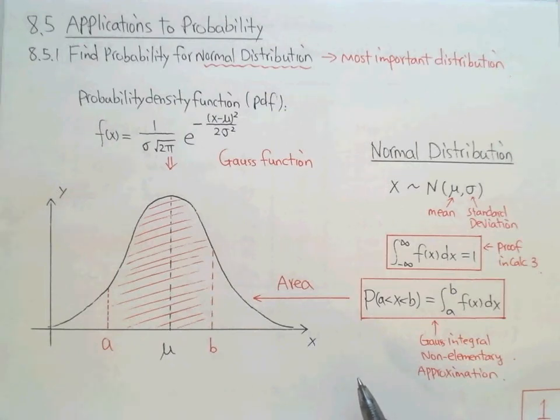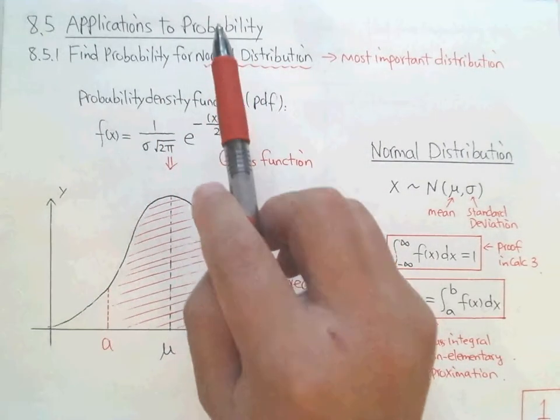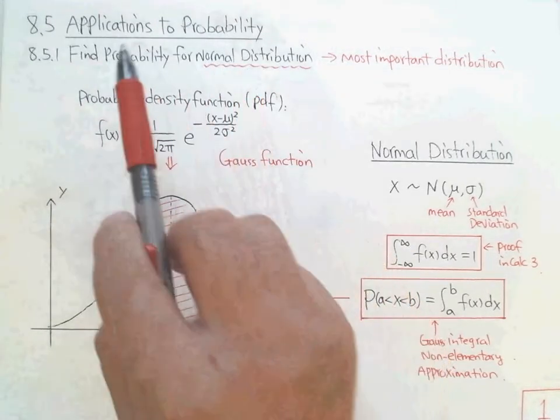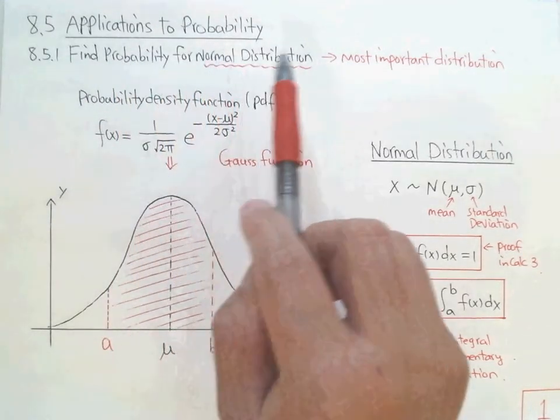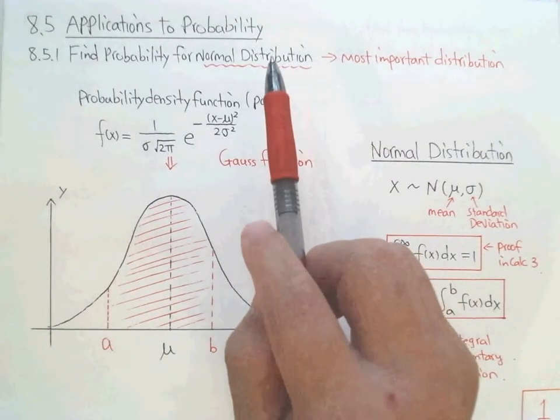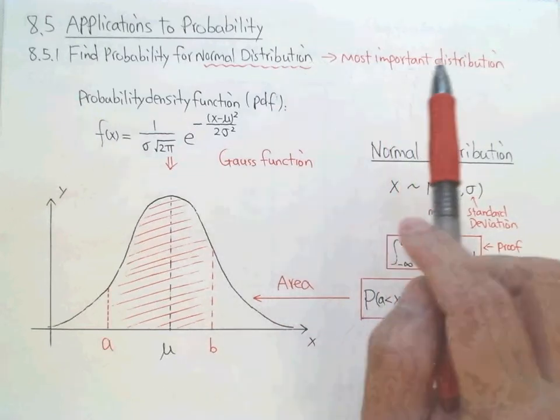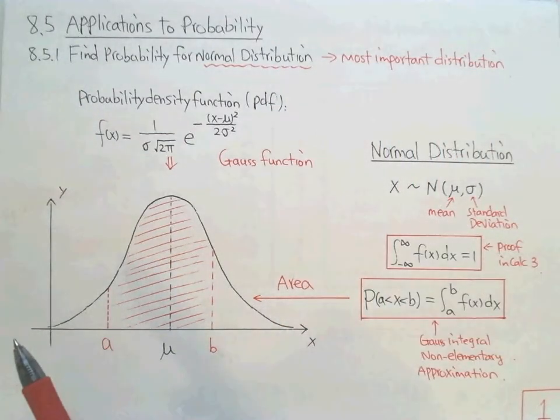In this lecture, we are going to do another application of integration. We're going to find the probability for the normal distribution. And if someone learned probability or statistics, you know the normal distribution is the most important distribution, right? So let's look at what the normal distribution is.